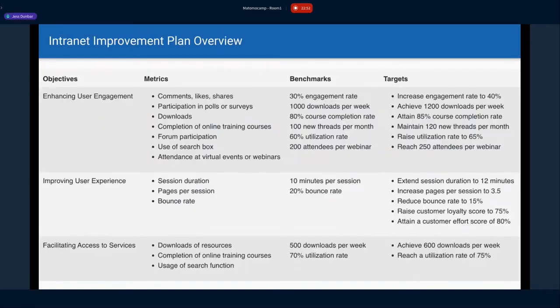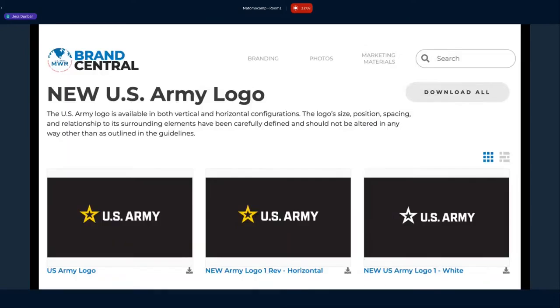Again, you can push pause, but when we put it all together, this is what your objectives, your metrics, your benchmarks, and your targets are going to look like. Now I am moving on to some of our case studies.